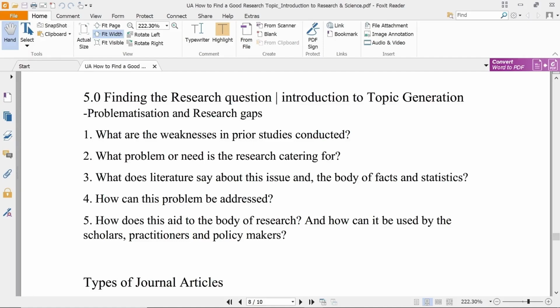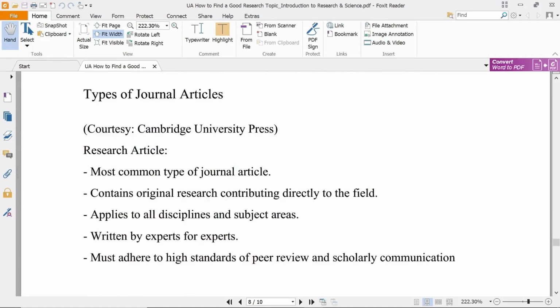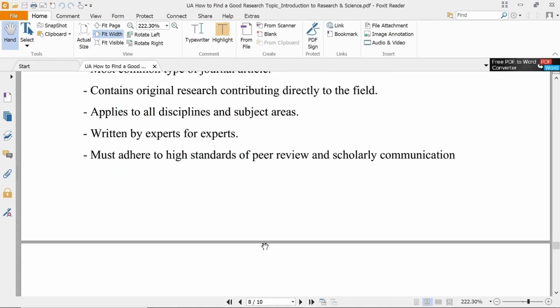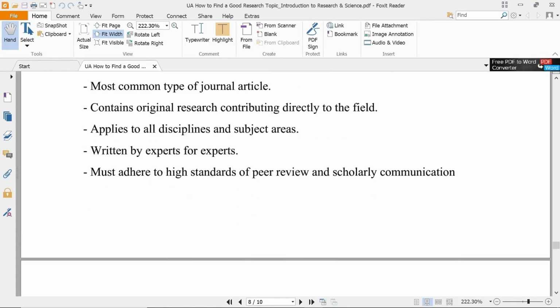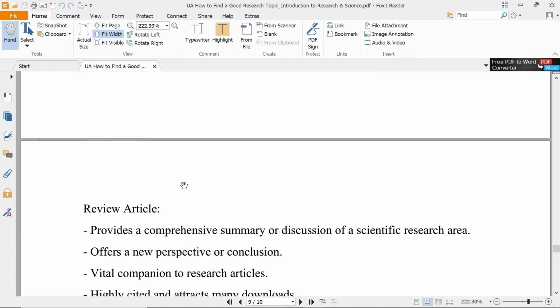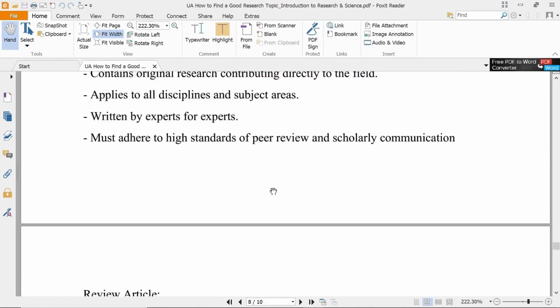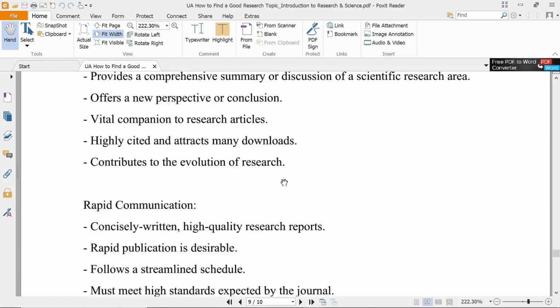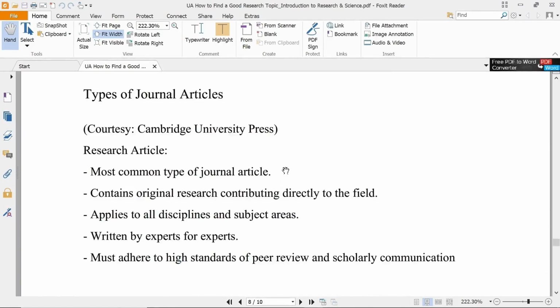Let me talk about types of journal articles. I sourced this from Cambridge University Press, but names may vary. I'll talk about the main journal articles, which are the research article or empirical article, then the review article. Then I'll skim through the others. Those are the main articles which people use.